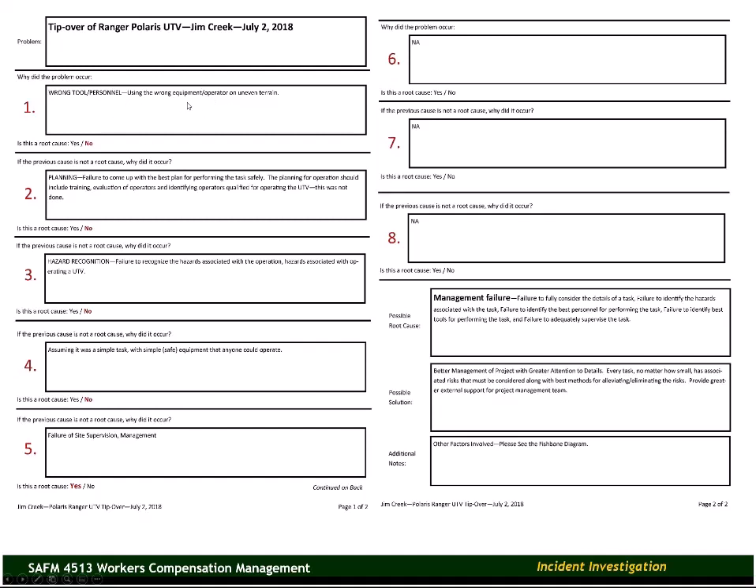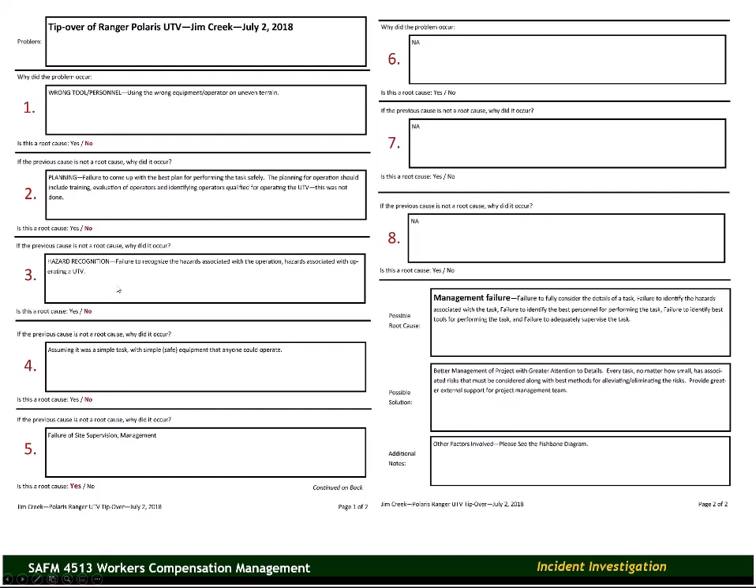So why did we have the wrong piece of equipment and the wrong operator? Planning. Failure to come up with the best plan for performing the task safely. The planning for operations should include training, evaluation of operators, and identifying operators qualified for operating the UTV. This was not done. Why wasn't it done? Because we didn't recognize it, or management didn't recognize the hazard. Failure to recognize the hazards associated with the operation and the hazards associated with operating a UTV.